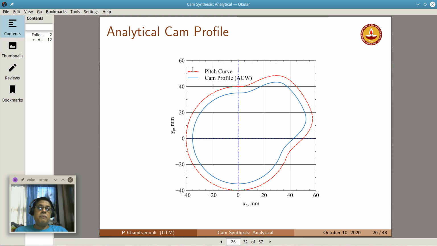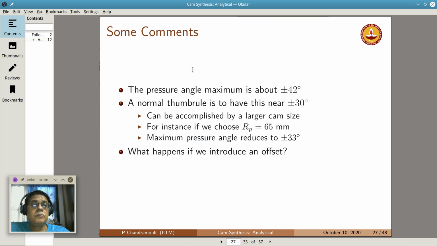Now we have the CAM profile, which you can see for 5 millimeters is what I have taken in this particular case. So we now have a CAM profile which is meant for anti-clockwise rotation, and the pressure angle is about plus or minus 42. A normal thumb rule, as I said, is to have it around plus or minus 30. So if we choose RP to be 65, the maximum pressure angle reduces to plus or minus 33 degrees. Now what happens if we introduce an offset? That's the next thing that we are going to look at.